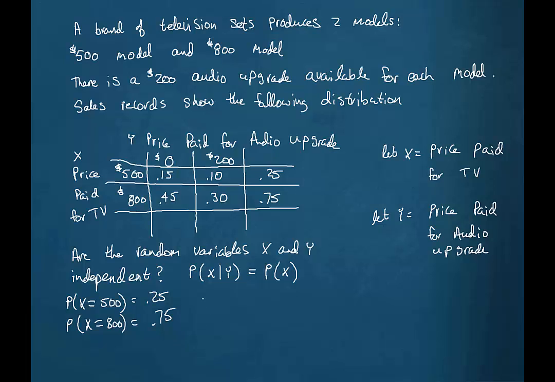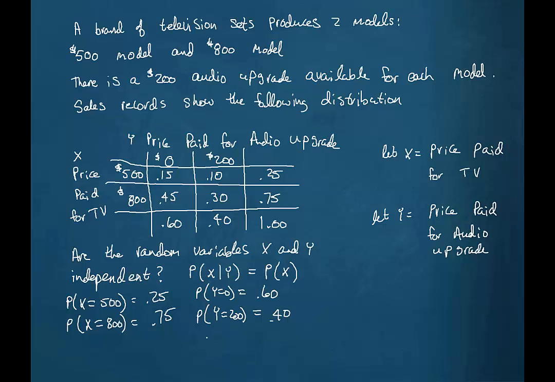Let's find the probability that y is equal to 0. That probability would be 0.60 when we add those two together. And the probability that y is equal to 200 would be 0.4 when we add those together. And just as we hoped, whether we add the totals of the rows or the totals of the columns together, we get 1.00.